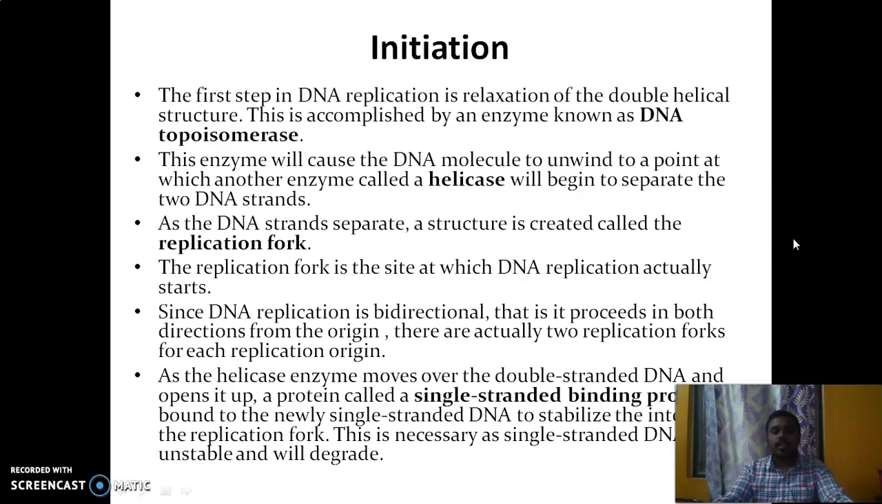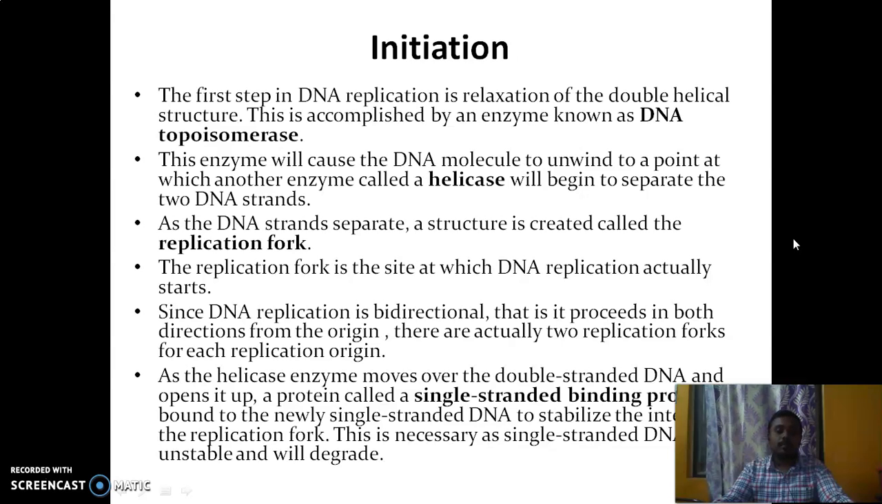So you get 2 single-stranded structures, and these 2 single-stranded structures act as the template for the formation of the new strand. This structure where the double-stranded DNA gets into 2 single-stranded structures, we call it the replication fork. This replication fork is the site at which the DNA replication actually starts. Since the replication is bidirectional, that is, it proceeds in both directions from the origin, there are actually 2 replication forks for each replication origin.